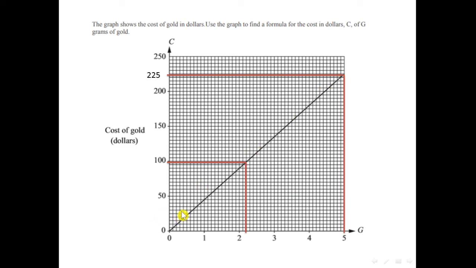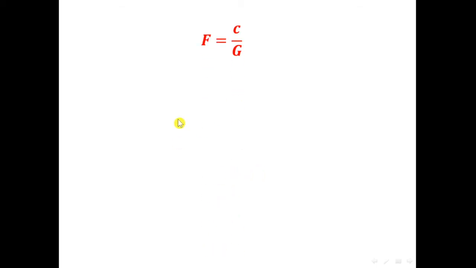So take any point on the black line, for example here, and you go horizontally to find 225. This is the cost, and vertically you go 5 grams, for example, of gold. Then you find the ratio so that you can find the formula. So it is cost over gold, which is 225 over 5, which is 45. So the ratio is 45.